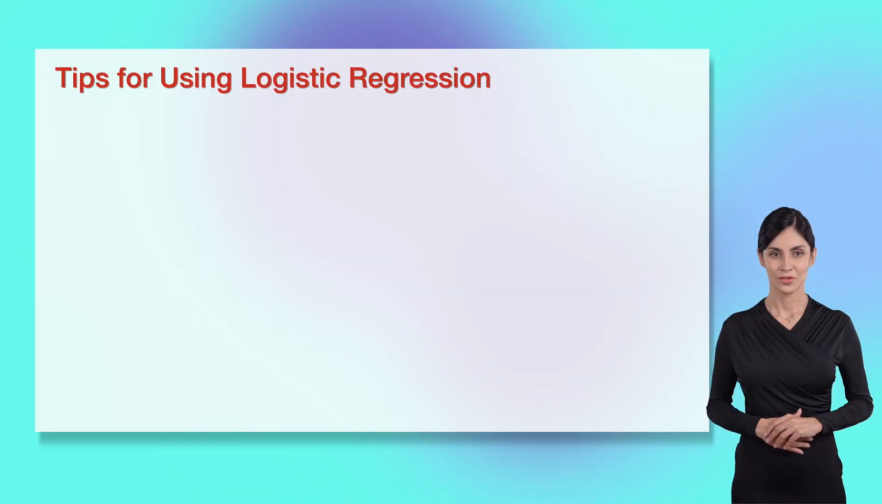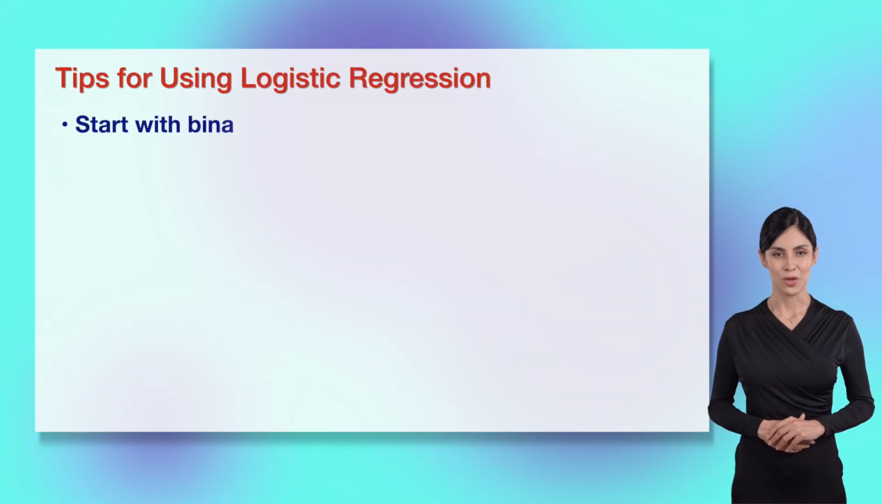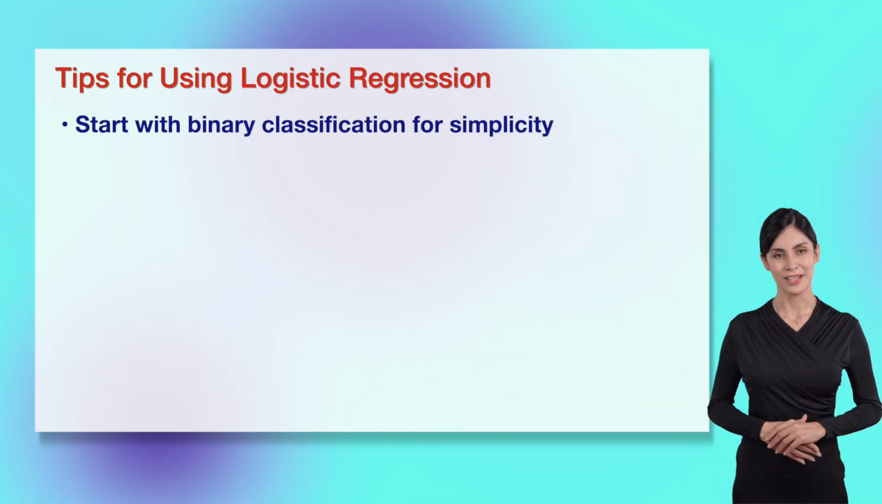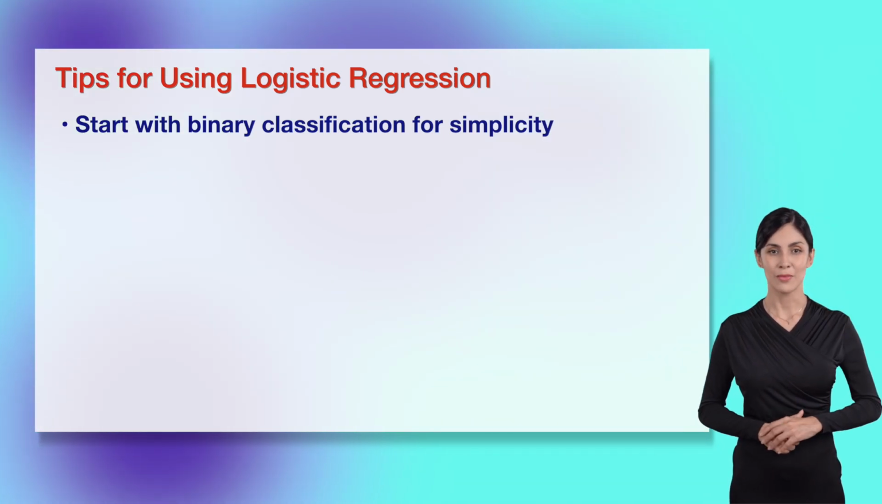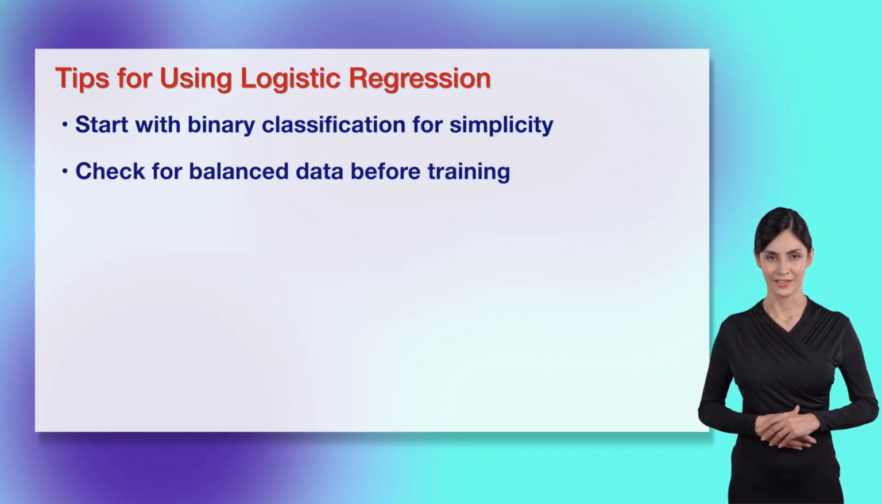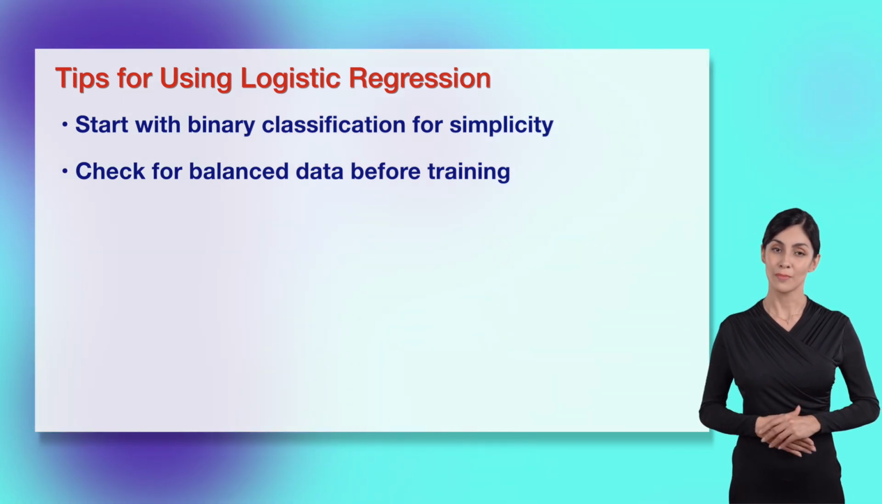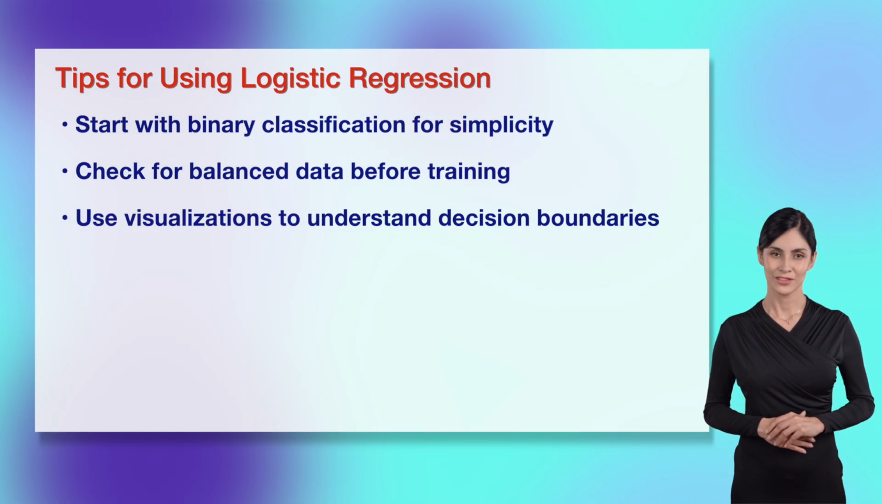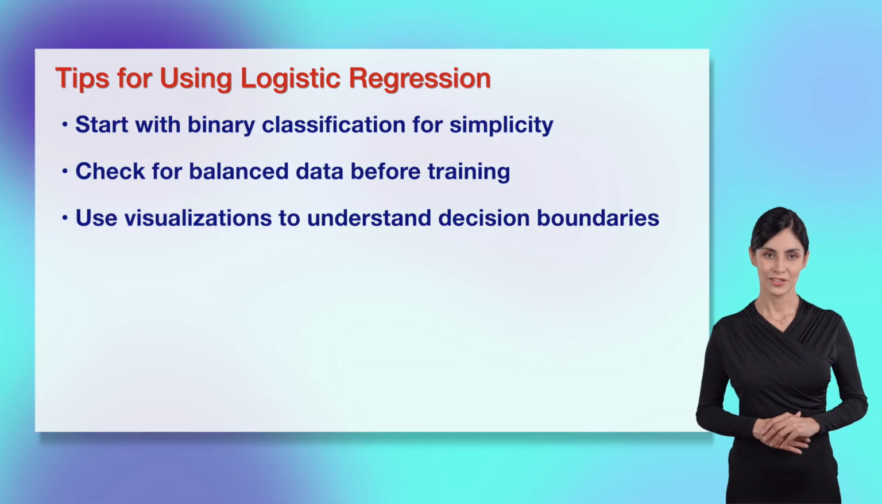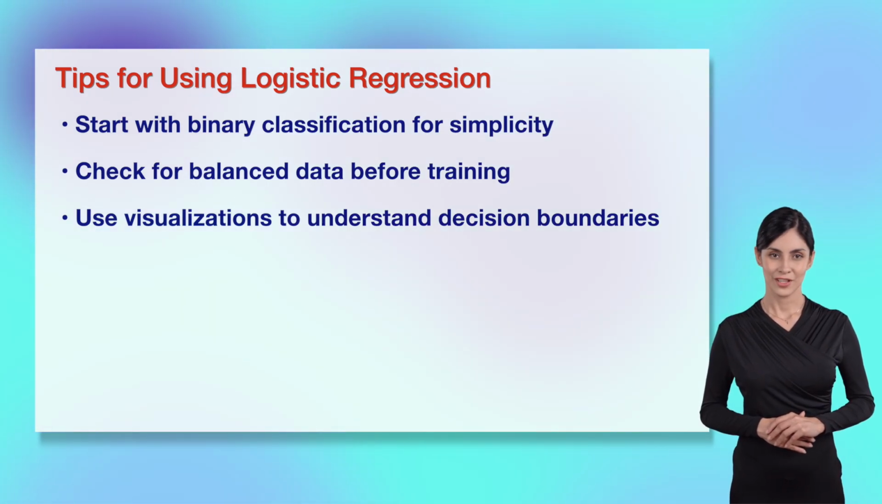Here are some tips for using logistic regression, and I'm so thrilled to share my wizard wisdom. Start with binary classification for simplicity, as it's easier to grasp when you're just beginning with AI. Check for balanced data before training, ensuring you have enough yes and no examples to avoid bias. Use visualizations, like scatter plots, to understand the decision boundaries and confirm the model's fit.